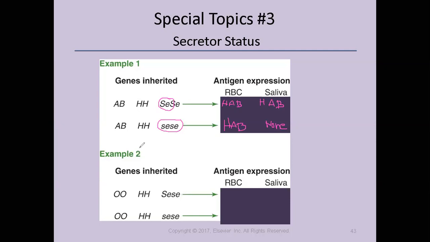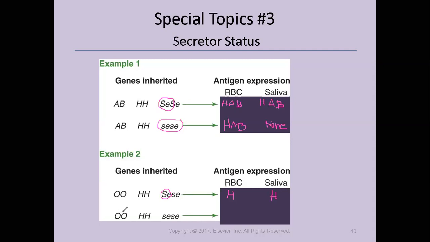All right, let's look at example 2. Type O, big H, two big H's, and a big SE and a little se. So are there going to be any antigens on the red cells? The answer is yes, big H. So remember, O is an amorph. Okay, it does not code for a transferase enzyme to add anything to the H building block, but type O has the most H, so there will definitely be H on red cells. Since there's at least one big SE, there will also be H in saliva.